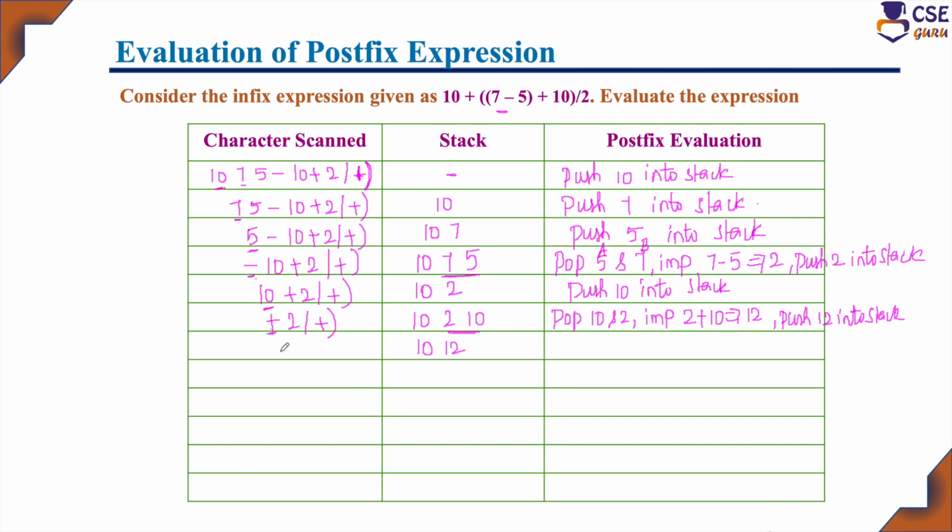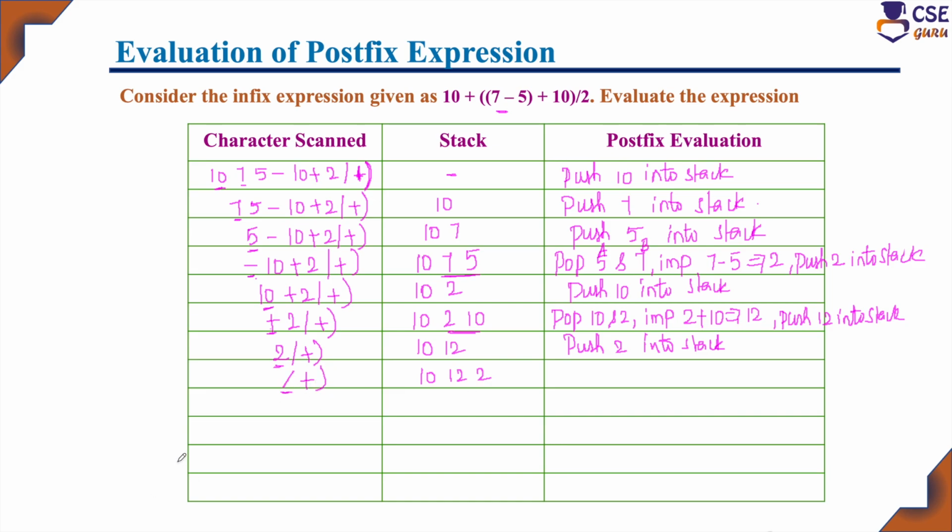And the remaining input characters are 2, division, plus and closed parenthesis. And then the next input character is 2. 2 is an operand. So push the operand 2 into the stack. So now the topmost element is nothing but 2. Okay. And the remaining input characters are division plus closed parenthesis.